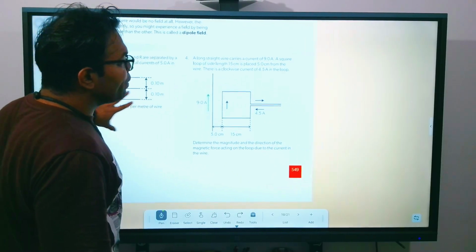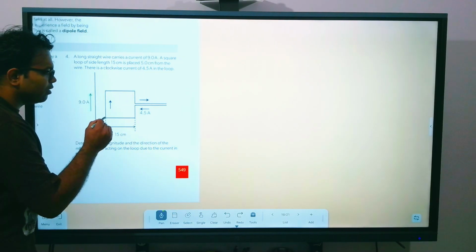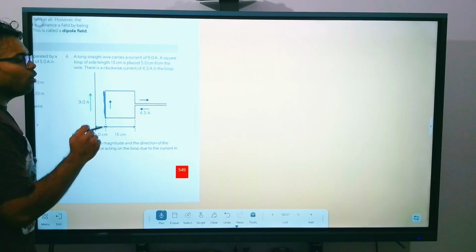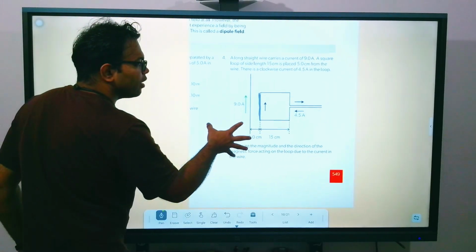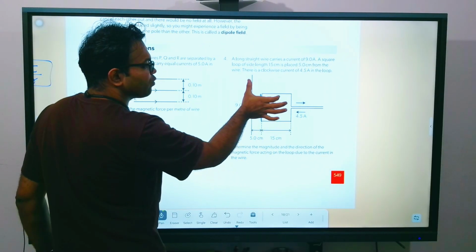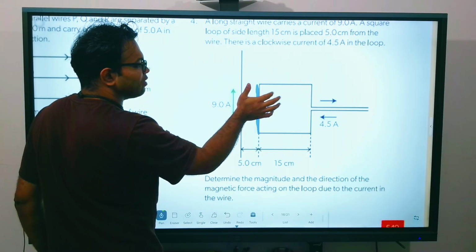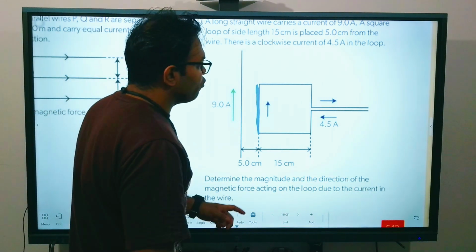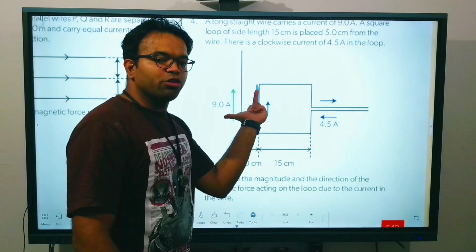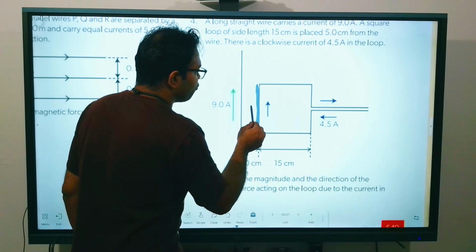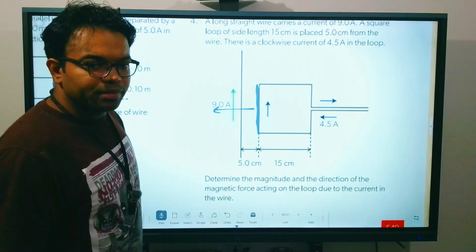Now, because of this, what is going to happen? This side will experience a force. What will be the direction of force? We know that the magnetic field produced due to the straight wire is inwards in this region. So if you place the direction of current here and the magnetic field inwards, you observe that the force is going to act in this direction.